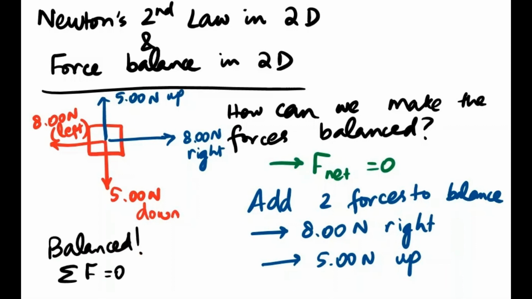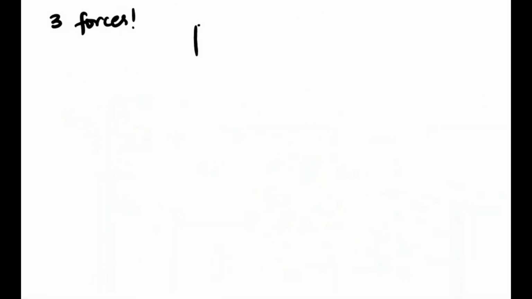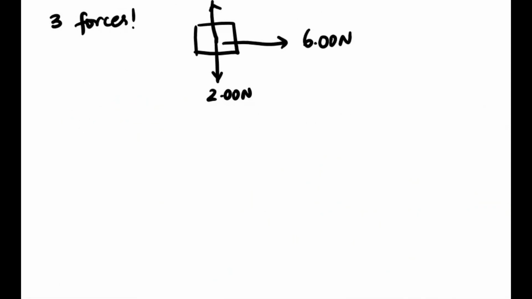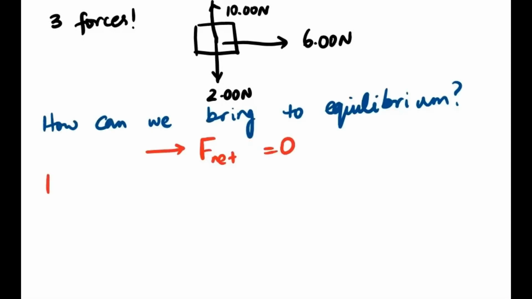Which means that now we can look at the net forces in the horizontal and vertical directions. They're all going to be equal to 0. Let's take a look at an example with three forces and how we can balance the forces to create some equilibrium. So I have three forces, 10, 6, and 2. And my question is, how can we bring it to equilibrium? Equilibrium means net force has to be equal to 0.